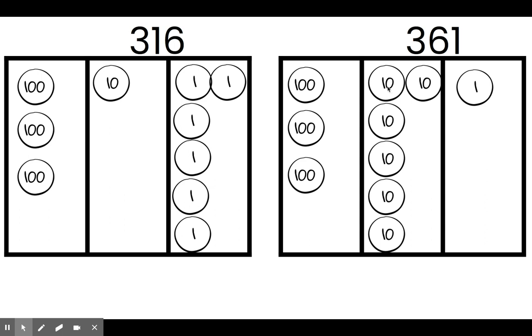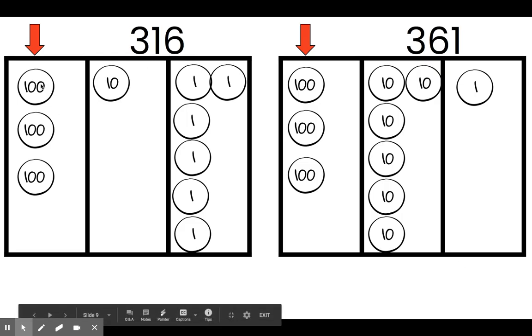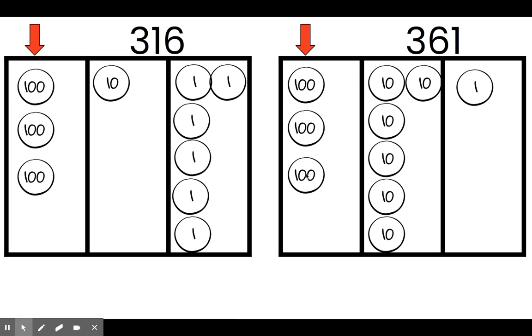Remember, we can draw the 10-frame way to help keep all of our place value discs organized. Once you have a column of 5, start on your next column of 5. We have now drawn 316 and 361. Hopefully you were able to draw this exact same thing on your whiteboard. Let's compare these numbers. Let's begin by looking at the largest unit, or the unit with the greatest value. That's our hundreds. In 316, we have 3 groups of 100, and in 361, we have 3 groups of 100.